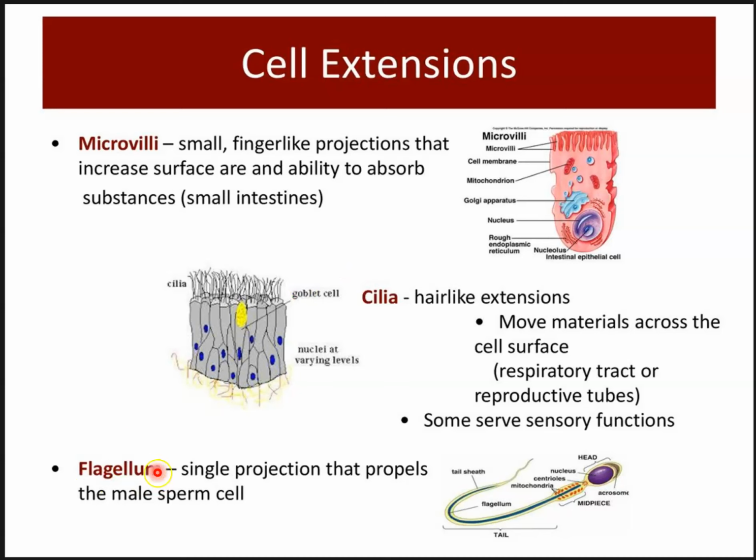So the next cell extension is the flagella, or flagellum if it's single. The only flagellated cell in the human body is the sperm. So the sperm needs flagella for movement, and these move in whip-like motions back and forth. Bacteria actually have a lot of flagella, but the only cell in the human body that contains the flagellum is the sperm, because they need to move in order to fuse with the female ovum. So these are the main cell extensions in animal cells that you need to remember.